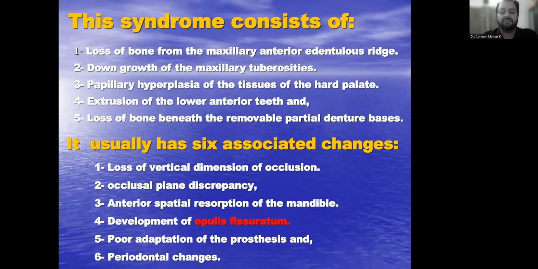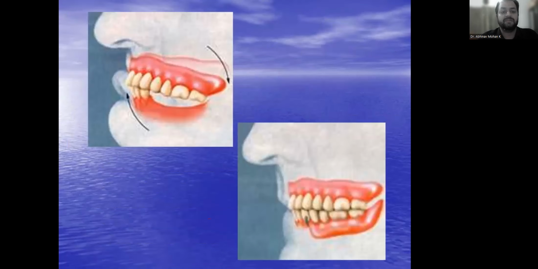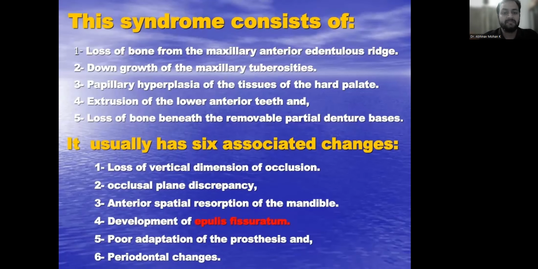It is usually associated with 6 changes: loss of vertical dimension of occlusion, occlusal plane discrepancy, anterior spatial resorption of the mandible, development of epulis fissuratum, poor adaptation of the prostheses, and periodontal changes. Let us see one by one what happens with these clinical changes. To start with, the loss of bone from the maxillary anterior edentulous ridge.